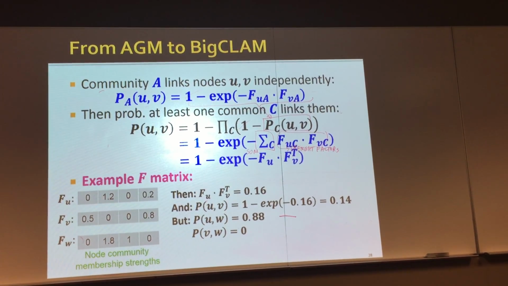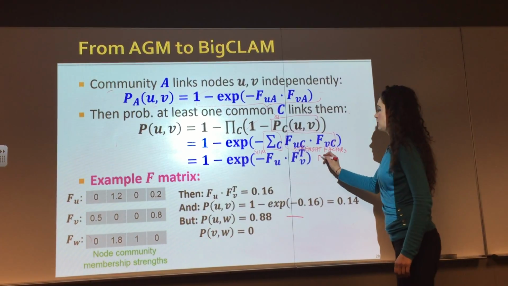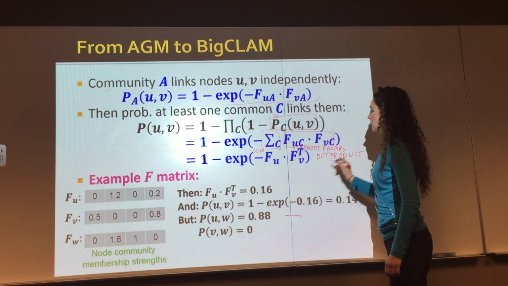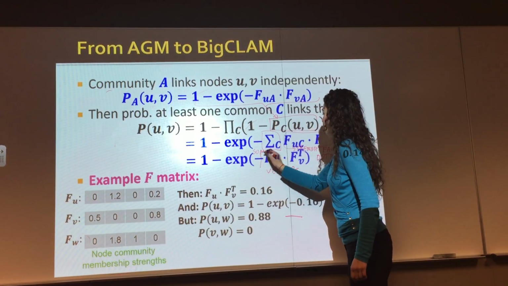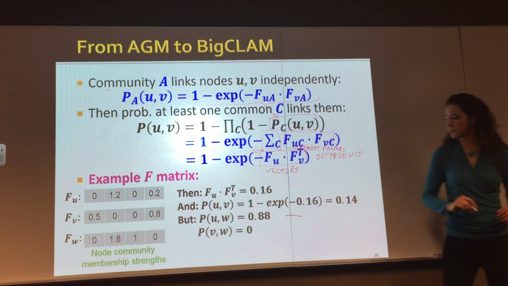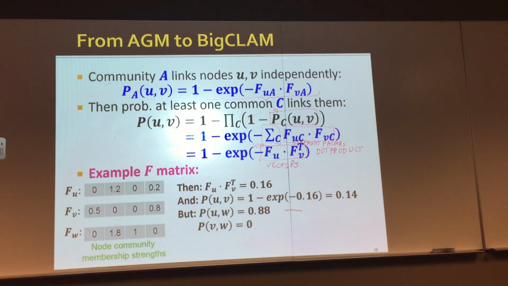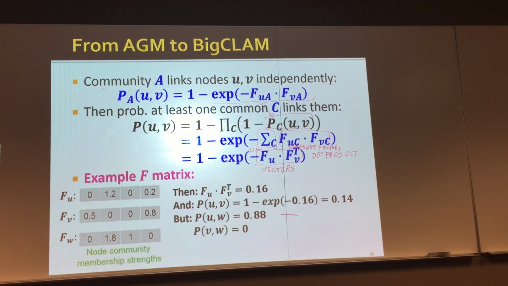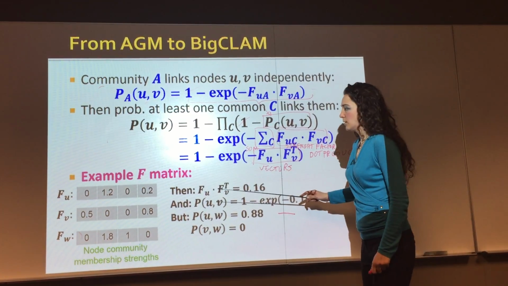So that is a dot product, and since we are multiplying vectors, we can write it down like this. So we have simplified our formula to that equation, and let's see how we can compute the likelihood that two people will be friends if they belong to the same community.